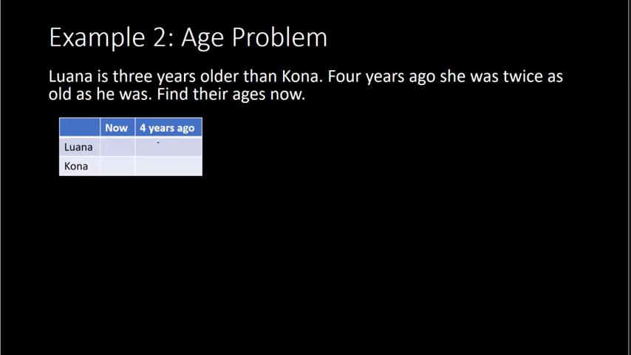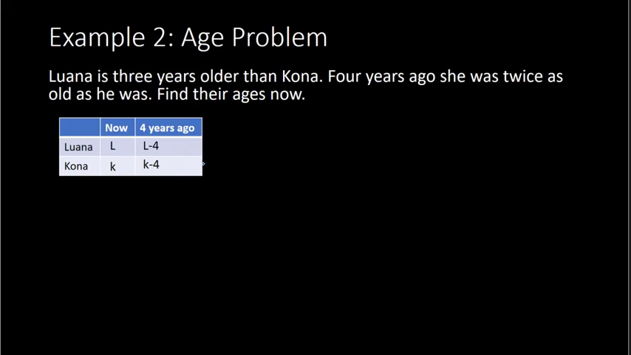So from here I can fill in the table. All right, so now Luana's age we don't know. We'll call that L for Luana. Same for Kona, we don't know his age, so we'll call that K for Kona. So 4 years ago, Luana would have been 4 years younger, right? So I do L minus 4 for Luana's age 4 years ago. Kona as well, 4 years ago, his age would have been K minus 4. So 4 years less than he is now. So we have the table completed.